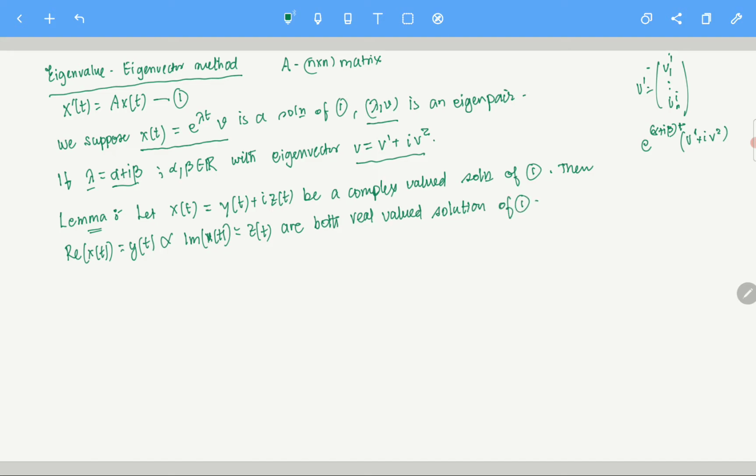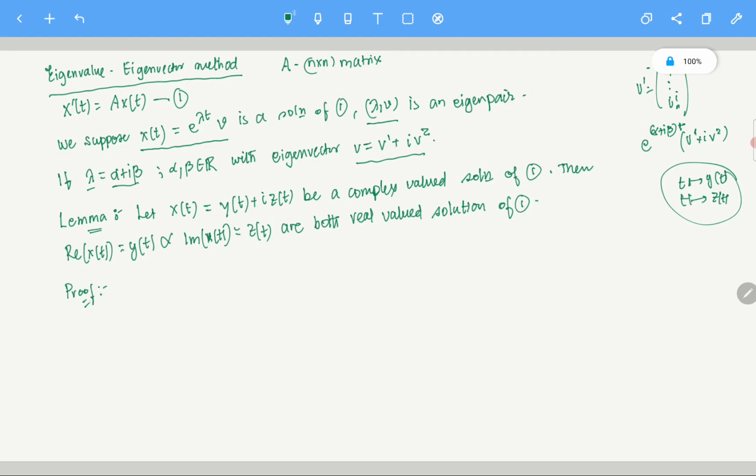So what it is saying is this: if x(t) equals y(t) plus i z(t) is a complex valued solution, then for every given t the solution you are getting is a complex number. You just look at these functions individually, so t going to y(t) and t going to z(t), individual functions. You can actually show that these two functions independently solve (1). It is not a very difficult thing to prove because of the linearity.